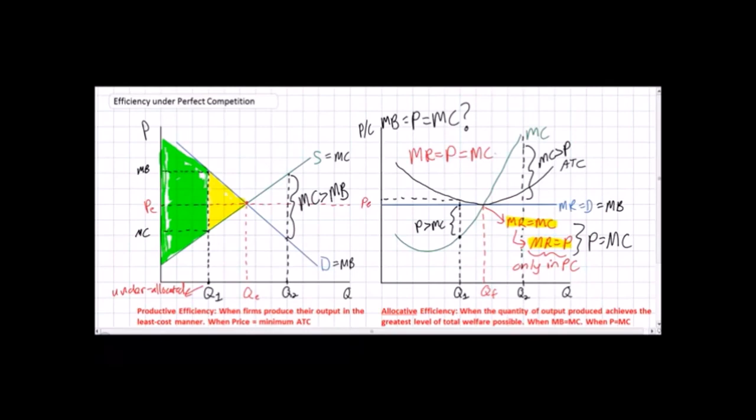In a later lesson, we will examine less competitive market structures, such as monopolistic competition, oligopoly, and monopoly, and illustrate what makes those market structures less efficient, both productively and allocatively, than perfect competition.